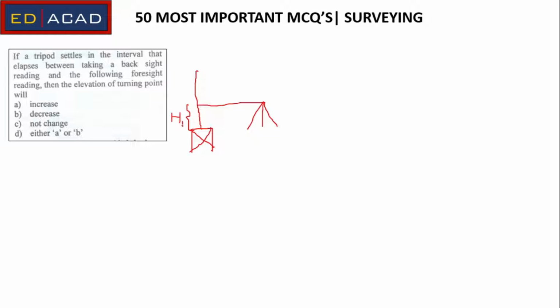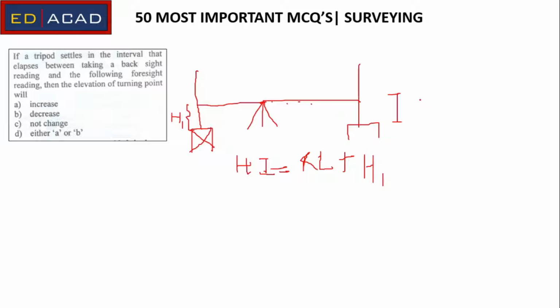h1. So our height of instrument will be how much? It will be RL plus this height h1, right? So this was our backside reading. Next, let's say we took some readings here, and then finally this is the foresight reading which we took. So let's say this distance as h2.